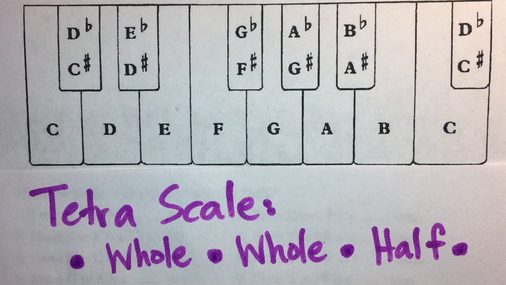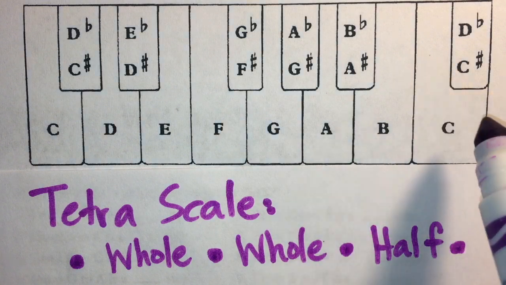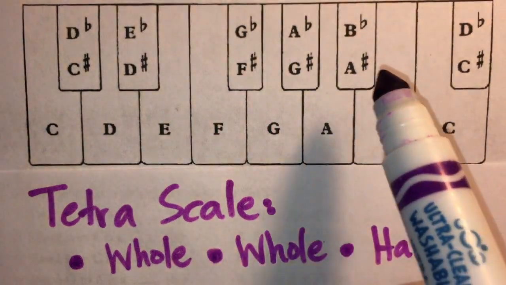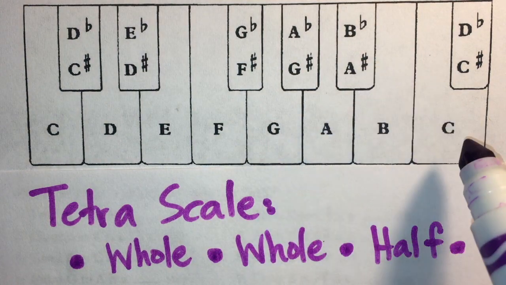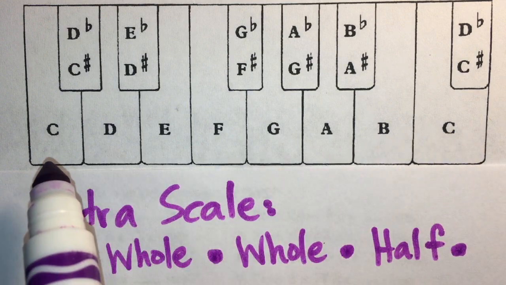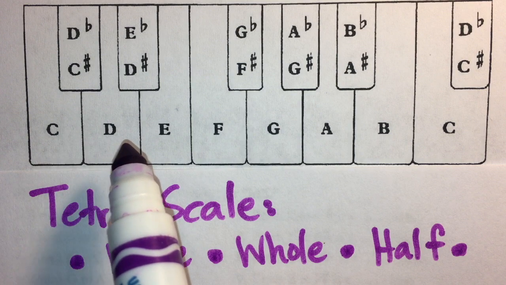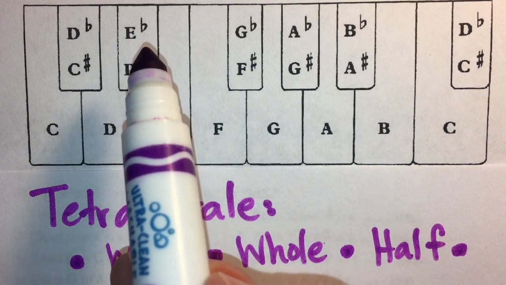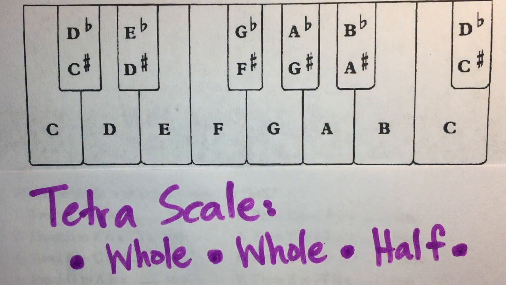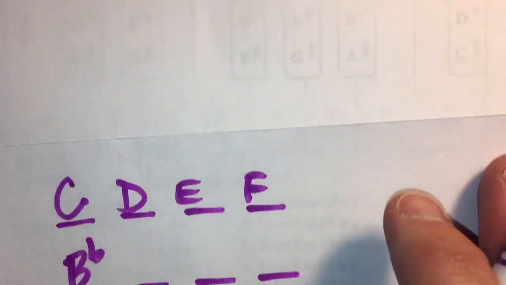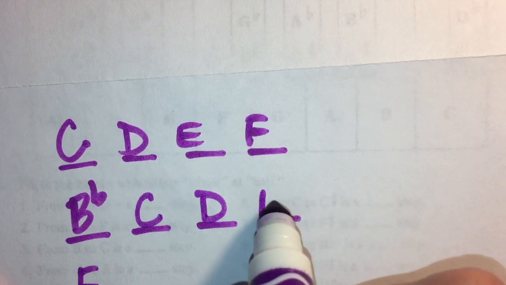If we start on the note B flat, here's B flat. We may run out of keys over here. We need a whole step first, so B flat to C is a whole step. We're going to jump back down here to this C. This is the same C. We need another whole step, C to D, and then a half step, D to D sharp, or E flat. We're going to use E flat since the name of the key is B flat. So if we go down here, B flat, C, D, E flat.